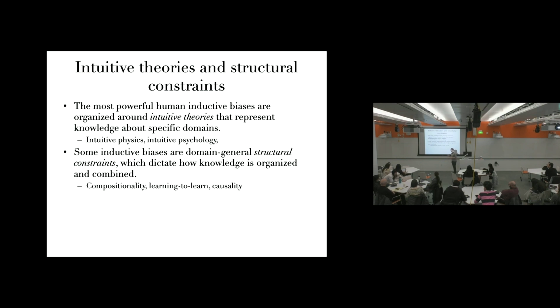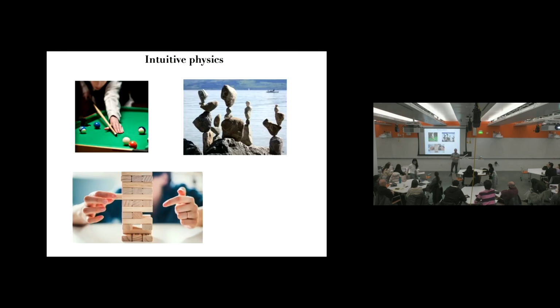So for example, the idea of compositionality, that you can build complex structures out of simpler ones, or learning to learn, and causality. And I'll say a bit about that. All right, so just to give you an example of intuitive physics, we can look at these pictures and immediately have a sense of the physical stability of these configurations, what might happen if we apply a force to them. Where are the billiard balls going to go?